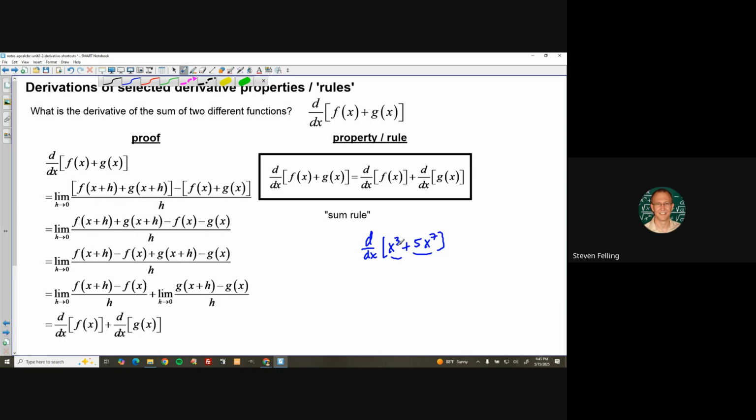Which means that if I wanted to do this, I could say this property, which is called the summation rule, is I can take the derivative of x cubed and the derivative of 5x to the 7th separately and add their results. And then finally, I can take this 5 outside on this one, so that I get that the derivative here is 3x squared plus 5 times the derivative of x to the 7th, or 3x squared plus 35 times x to the 6th. That would be the result. All right, so that's the sum rule.